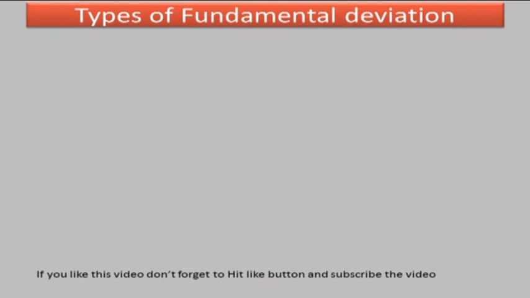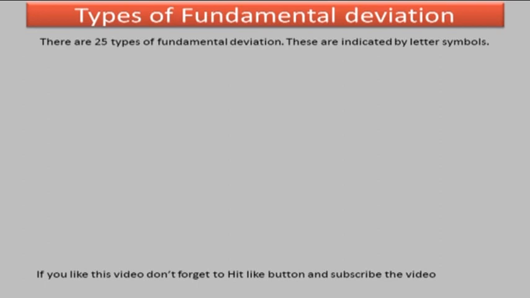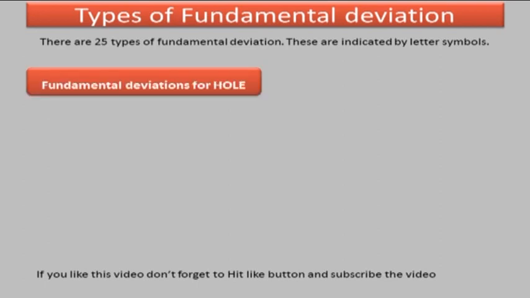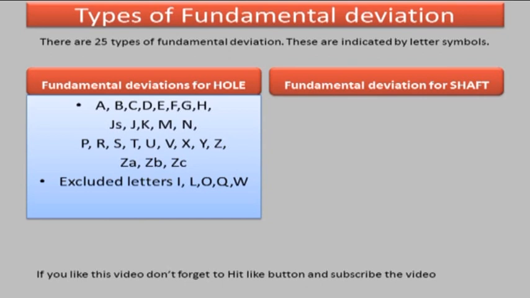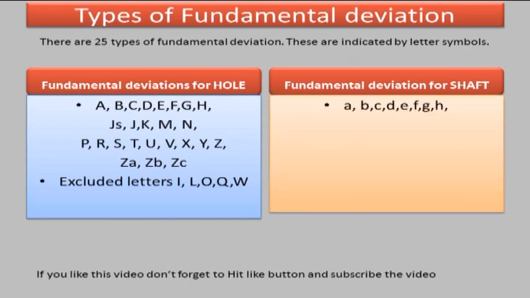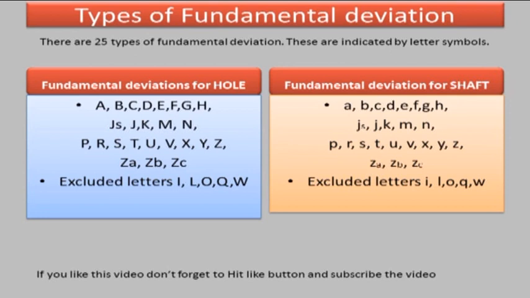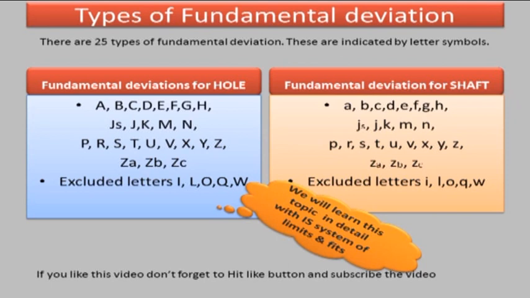Types of fundamental deviation. There are 25 types of fundamental deviation, and these are indicated by letter symbols. Fundamental deviations for holes are represented by the capital letters, and excluded letters are I, L, O, Q and W. Fundamental deviations for shafts are represented by small case letters, and excluded letters are again I, L, O, Q and W. We will learn this topic in detail with IS system of limits and fits.